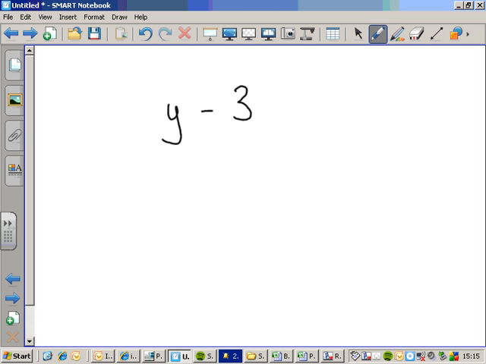Here's another one. y minus 3 equals 15. The number I think of, take away 3, leaves me with 15. I want to know what the number was I first thought of, so I want to get rid of this minus 3. How do I get rid of minus 3? How do I turn it into nothing? By adding 3. Let's do that. If I add 3 on the left, I add 3 on the right. So on the left-hand side, I'm left with y. And on the right-hand side, 15 plus 3 is 18.